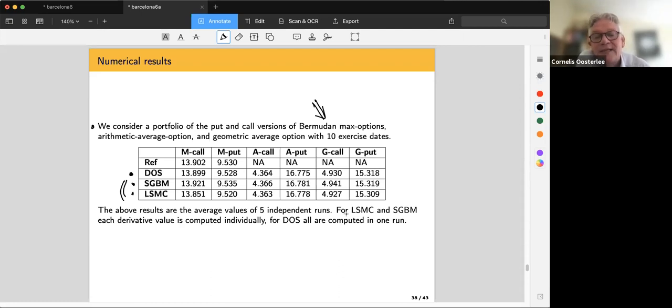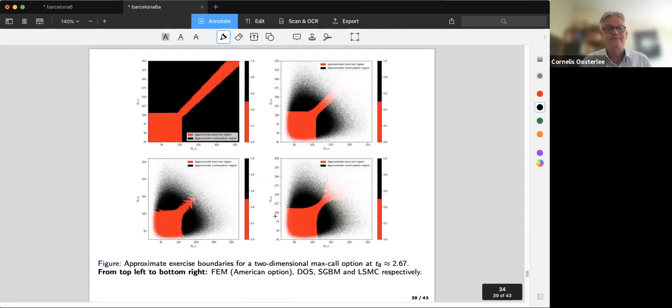In LSMC and SGBM, each derivative value is computed individually because we cannot do it otherwise. But for the deep optimal stopping, they are all computed in one run. We can look at the whole portfolio and come up with the exposure profiles in one run only. An expensive run with 2 stages and neural networks, but it's one run.